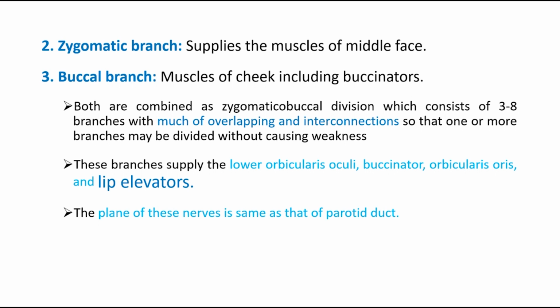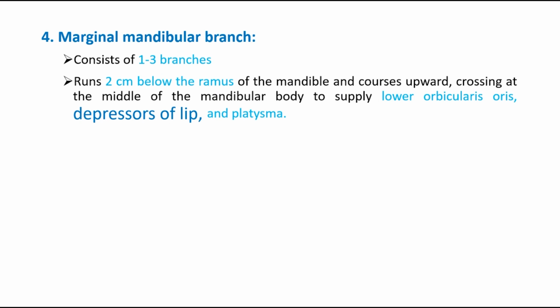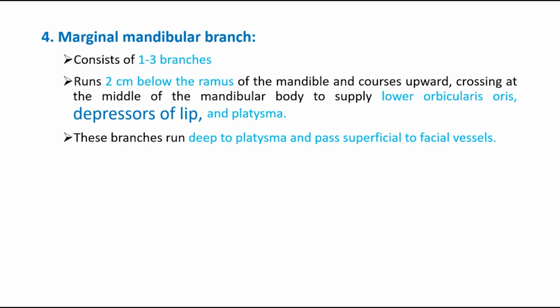The fourth is the marginal mandibular branch, which is 1 to 3 in number, and it usually runs 2 centimeter below the ramus, crosses upward at the middle of the mandibular body, and it supplies the lower orbicularis oris, depressors of lip, and the platysma. So elevators of lip are supplied by the buccal branches. Depressors of lips are supplied by the marginal mandibular branches. These branches run deep to the platysma and they are superficial to the facial vessels. So all these relations must be remembered when you are dealing with a facial nerve palsy and if you are doing some dissection in the face.